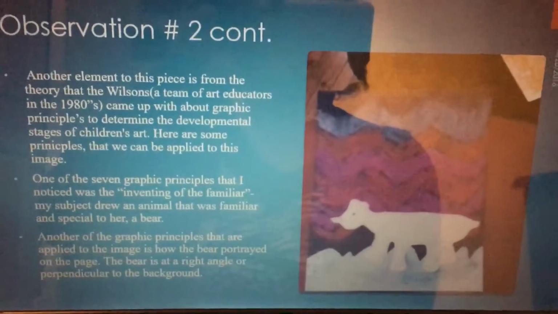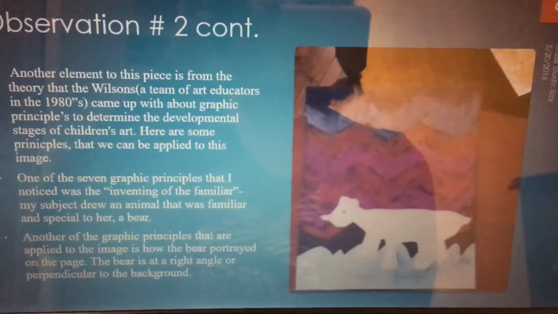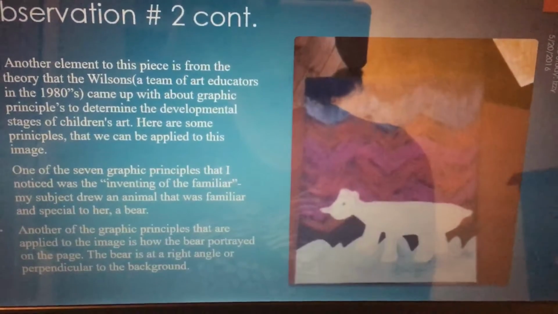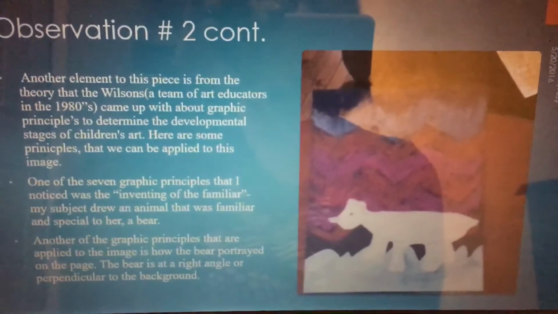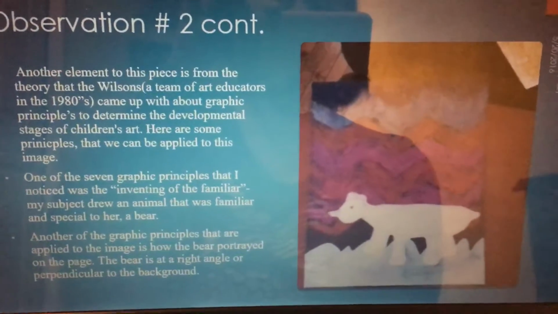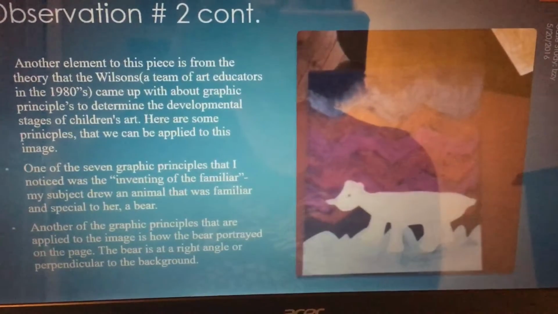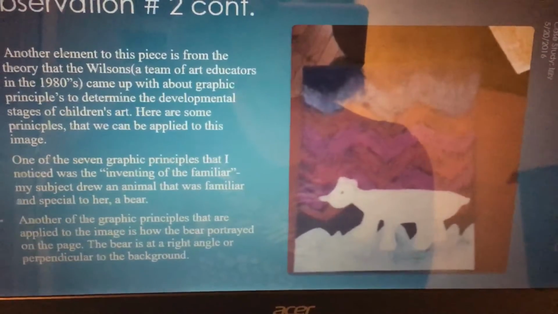Observation 2 continued. Another element to this piece is from the theory that the Wilsons came up with. This is a team of art educators from the 80s. And it's about graphic principles to determine the developmental stages of children's art. Here are some principles that can be applied to this image. One of the 7 principles that I noticed was the inventing of the familiar. My subject drew an animal that was familiar and special to her, a bear.